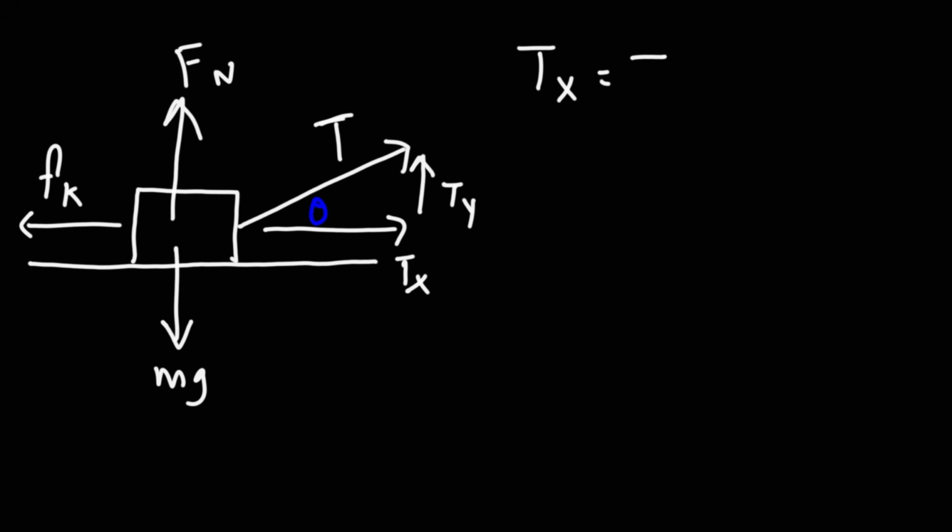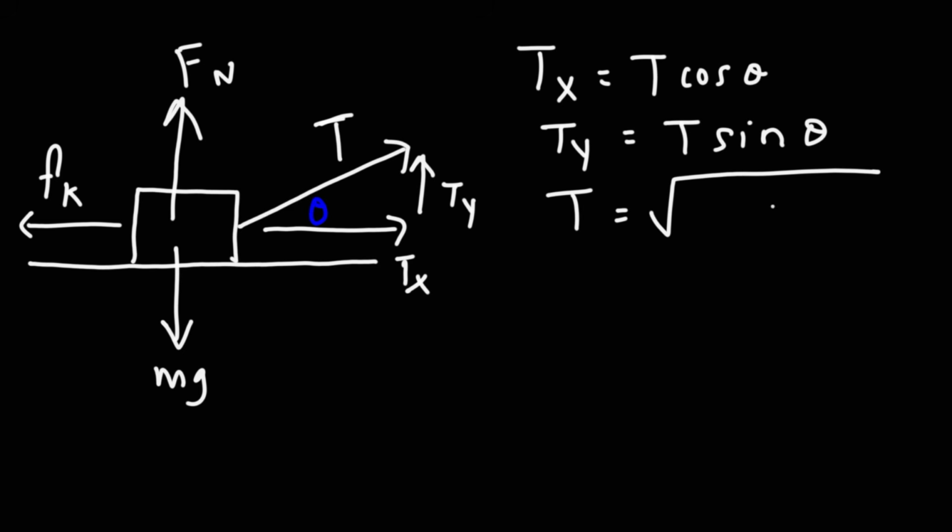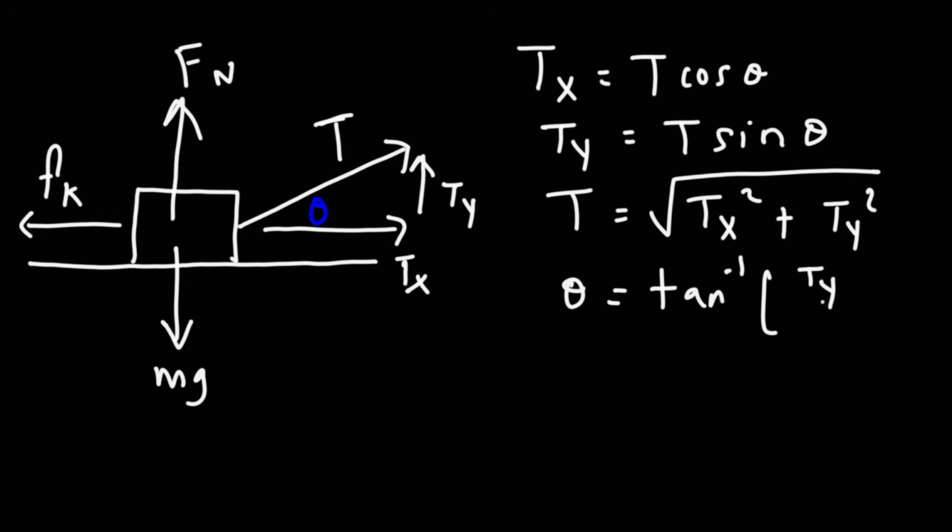Tx is equal to T cosine theta. Ty is T sine theta. If you need to calculate T, it's basically the hypotenuse of the right triangle. So it's going to be the square root of Tx squared plus Ty squared. And if you need to calculate the angle, you could use this formula, arctangent Ty over Tx.